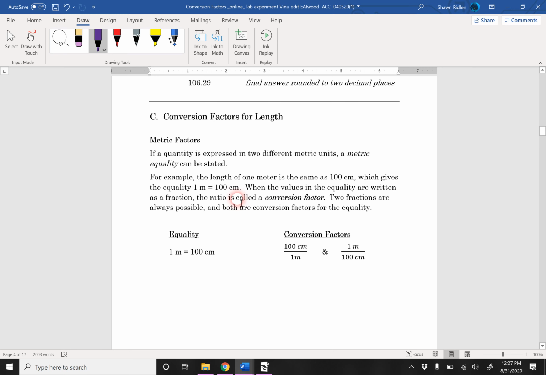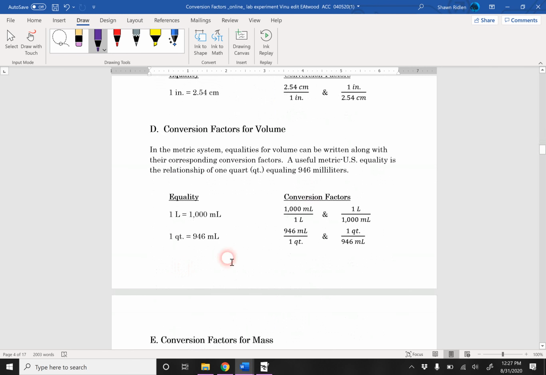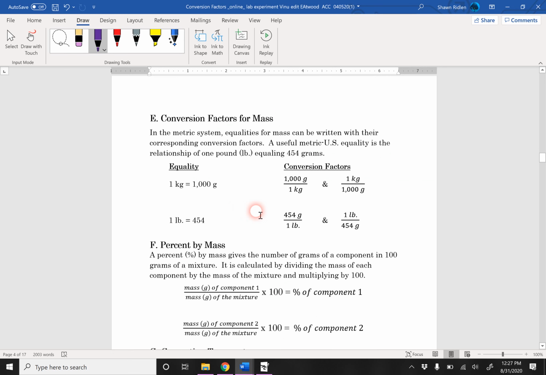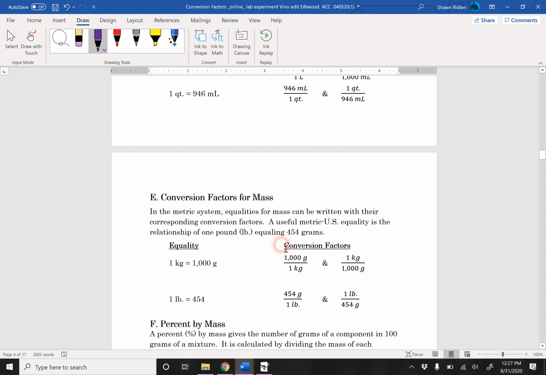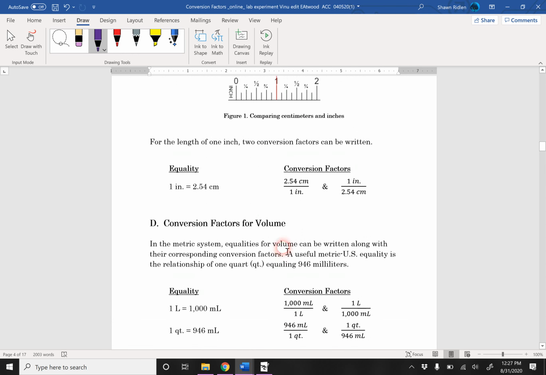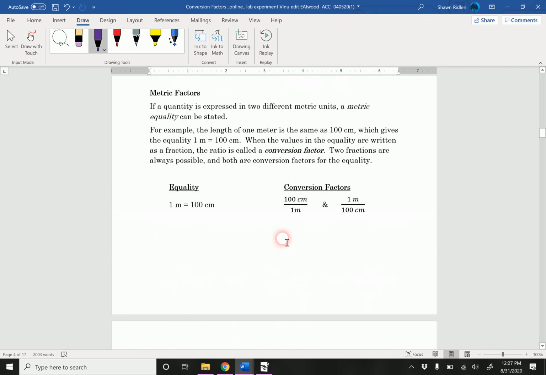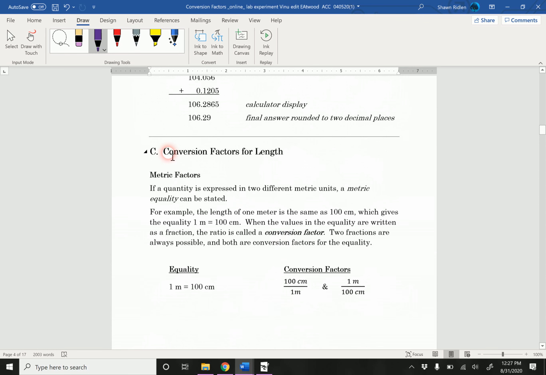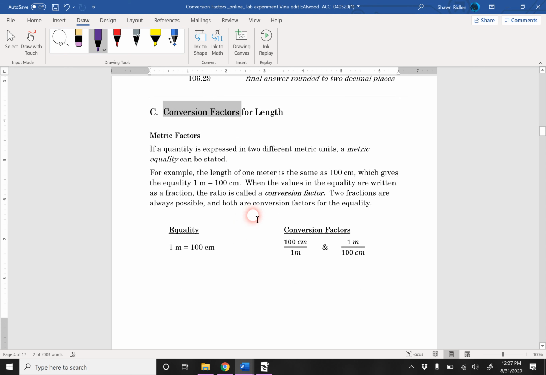These next couple of sections, so C, D, E, are all basically the same thing, but we're just looking at a different unit. In these sections we're talking about conversion factors, kind of the big point of this lab. I'm just going to go through some examples with you, and once you know the basics, you can apply it to any conversion factor that there is. So it doesn't just apply to one or the other.